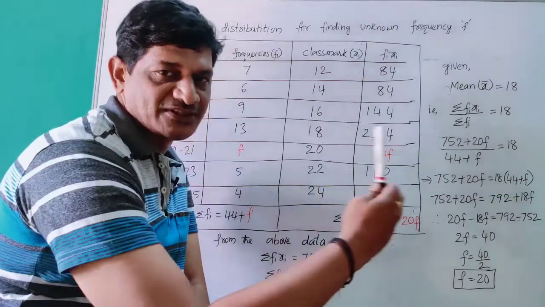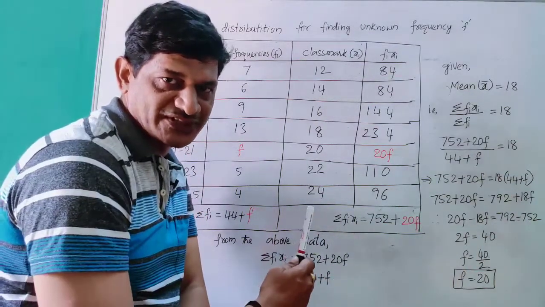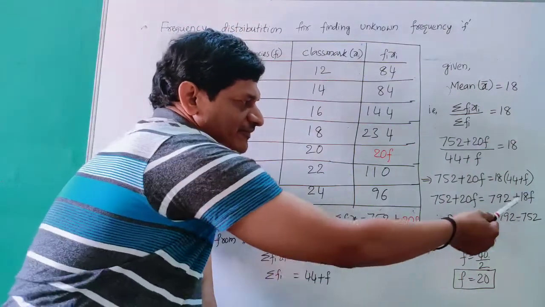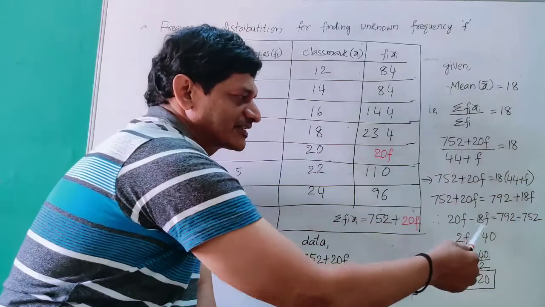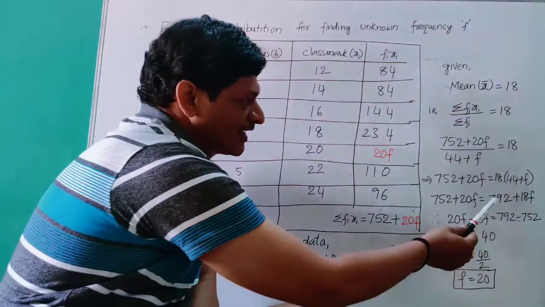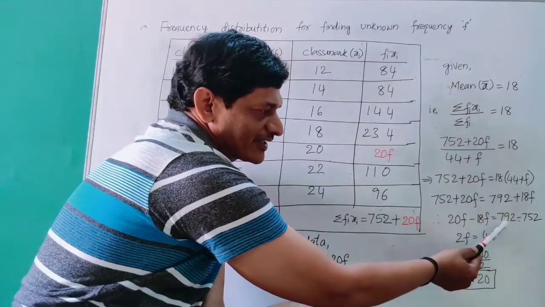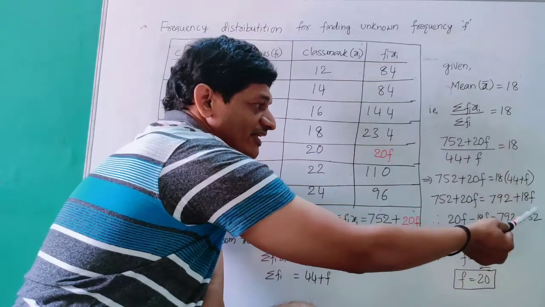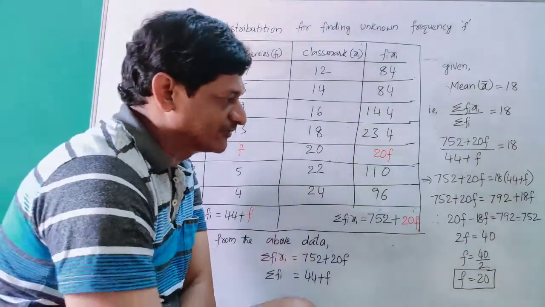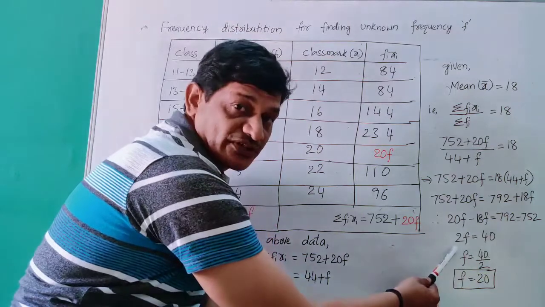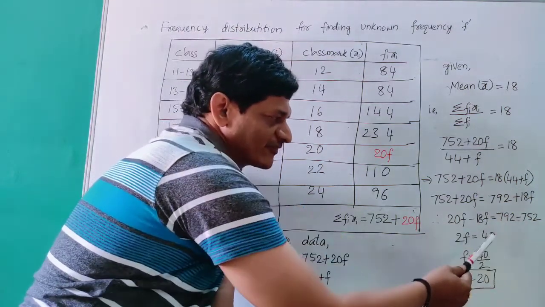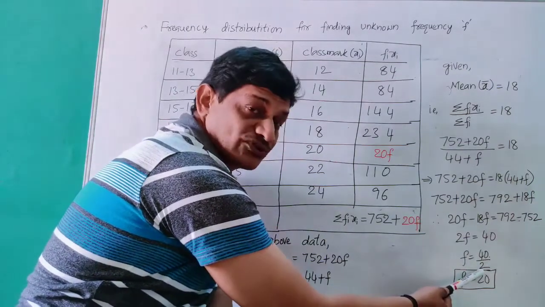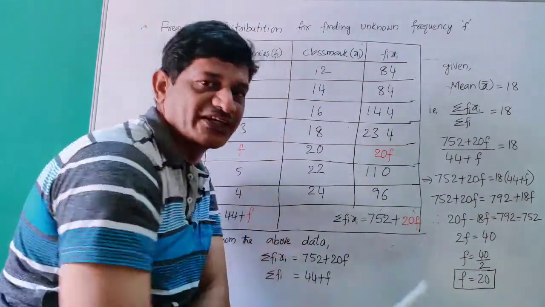Now transpose the similar terms on either side, unknown values to the left side and constant values to the right side. So keep 20f on the left side and bring that 18f to the left hand side, it becomes minus 18f. And the constant remaining on the right hand side is 792, and transpose 752 from the left hand side to the right hand side, it becomes minus 752. 20f minus 18f is 2f and 792 minus 752 is 40. So from this f equals, transposing 2 to that side becomes by 2, 40 by 2 is 20.